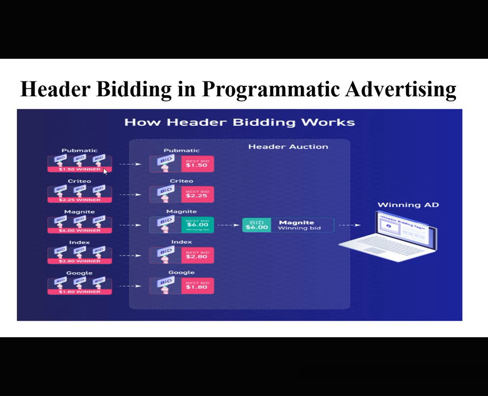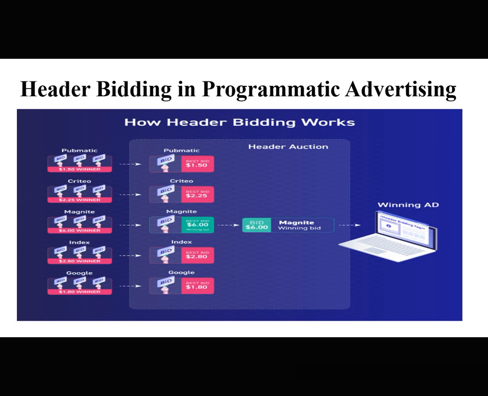So as you can see in this figure, there are five ad networks: Programmatic, Criteo, Magnite, Index, Google. They are going for the final bidding, and Magnite is the highest bidder, and their bid is running through header bidding. In header bidding, the basic concept is that it is an advanced bidding before the actual bidding happens in Google Ad Exchange or the DFP. The ad network bidding the highest wins the bid, and their ad is shown. So this is how header bidding works.